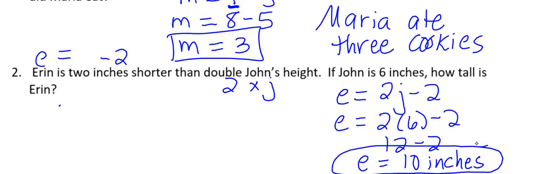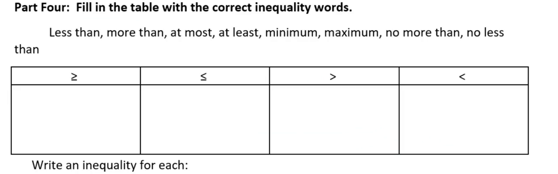All right, so that's how you would set up and solve an equation. Sometimes you're given the E instead of the J, and then you just solve it as it is. Let's continue. For part 4, we're working with the inequality words: less than, more than, at most, at least, minimum, maximum, no more than, no less than.